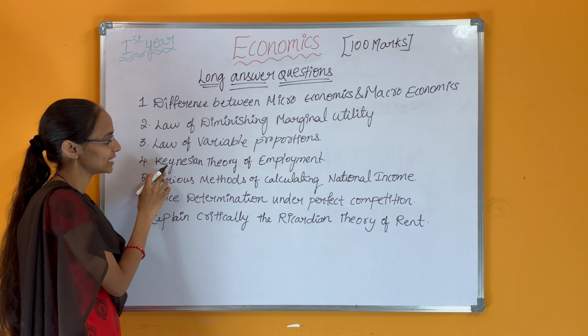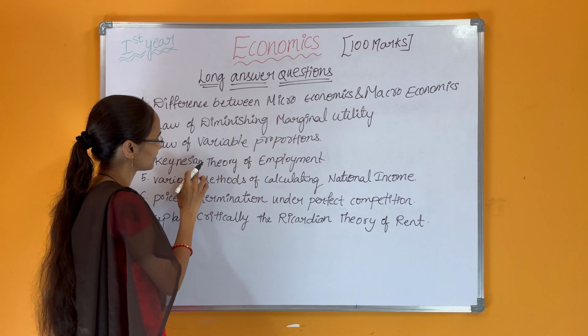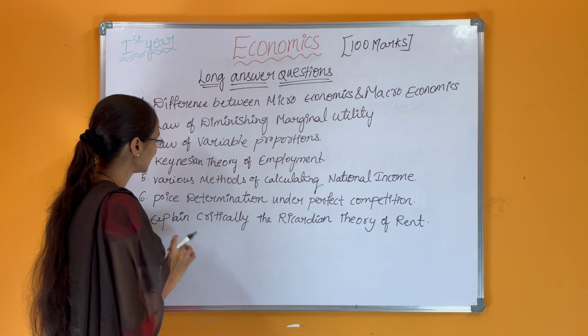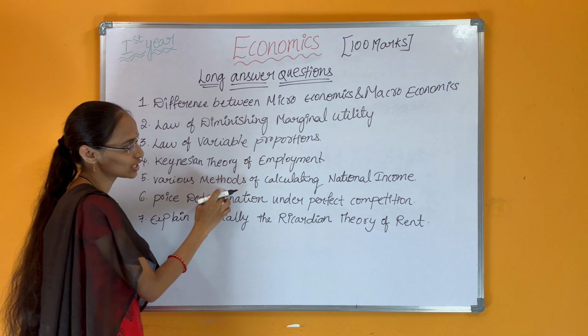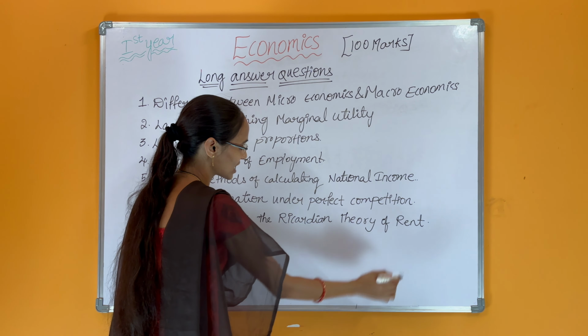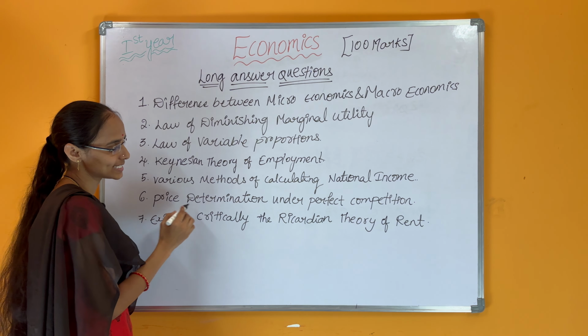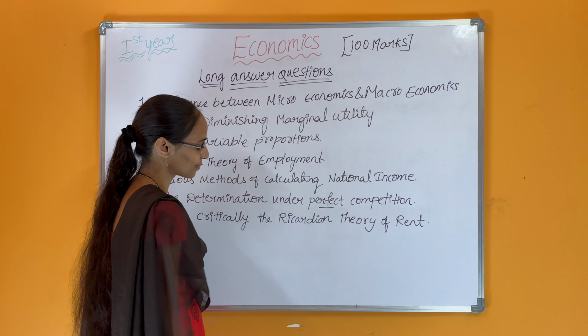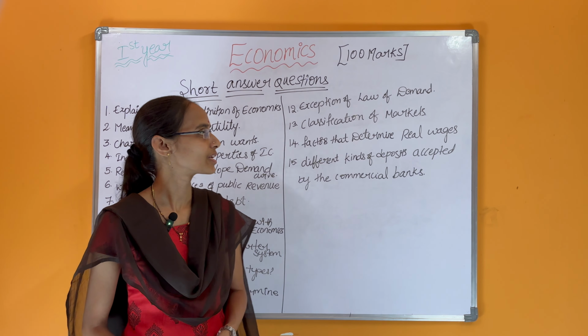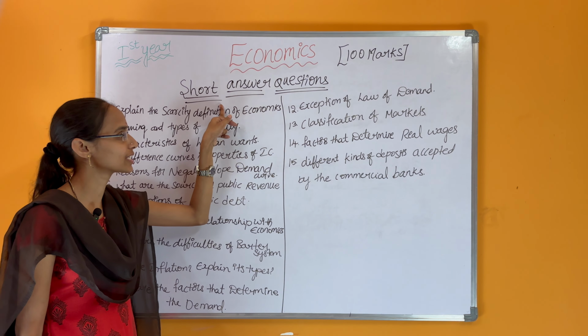Next is explain the Keynes theory of employment. Then next is various methods of calculating national income. Next is price determination under perfect competition. Now these are the short answer questions.